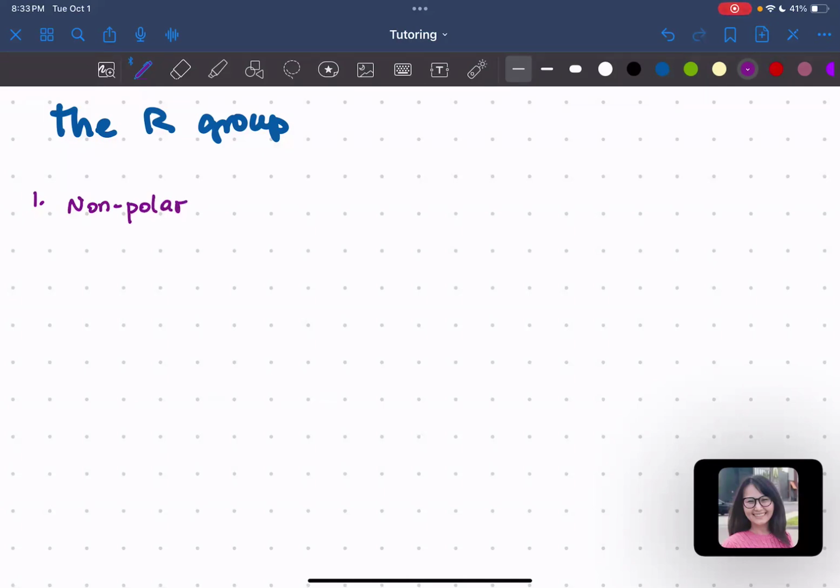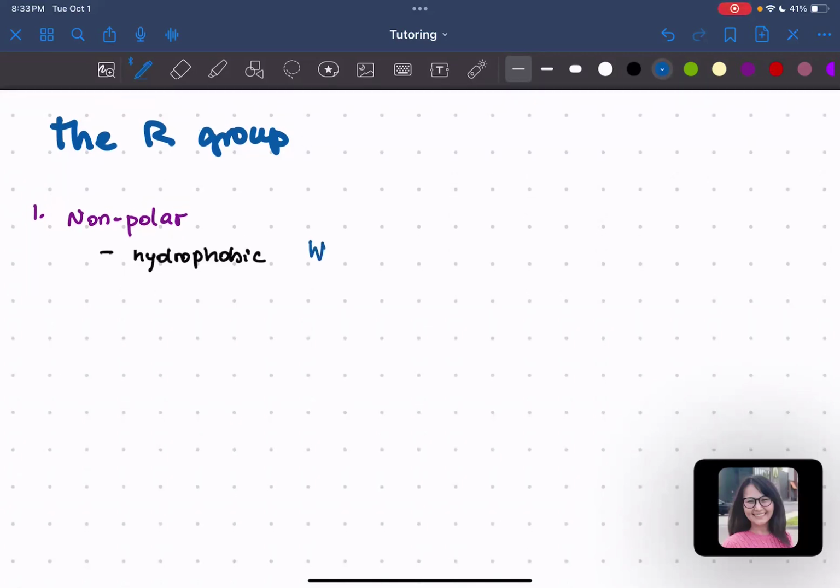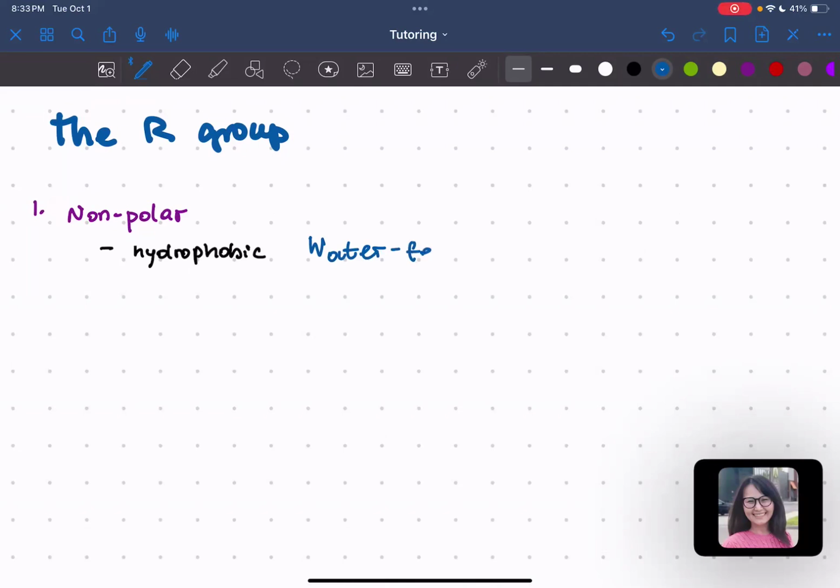Nonpolar, first of all, they are hydrophobic. Remember, water-fearing, right? It's like when you have a phobia of heights or spiders. That's how you should remember hydrophobic. It's scared, like it has a phobia of hydration. It doesn't want to be there, like for water.